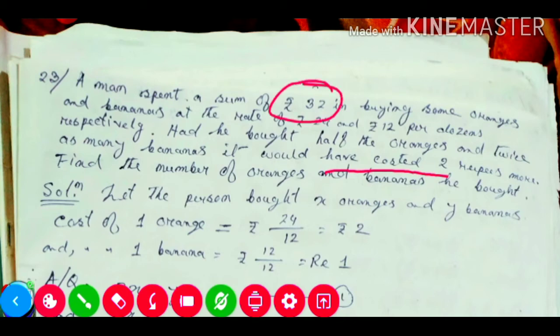That means 32 before he is given, now he needs to give 32 plus 2, 34 rupees. That means 2 rupees extra need to be given. Find the number of oranges and bananas he bought. That means we need to find out how many oranges and bananas he bought. So we'll consider this x and y. x oranges he bought and y bananas he bought. Let the person buy x oranges and y bananas. So the cost of 1 orange is rupees 2 and the cost of 1 banana is rupees 1.